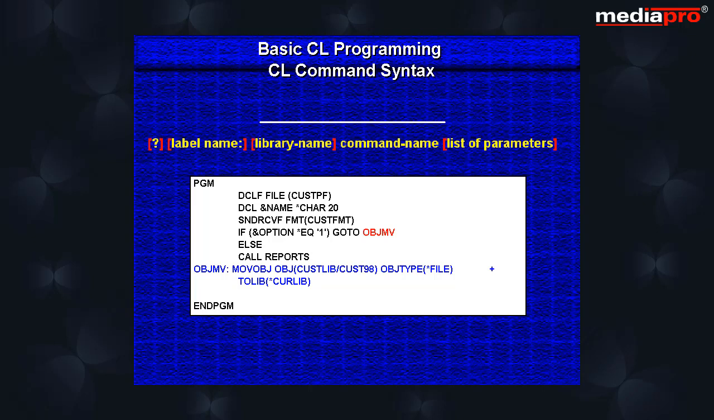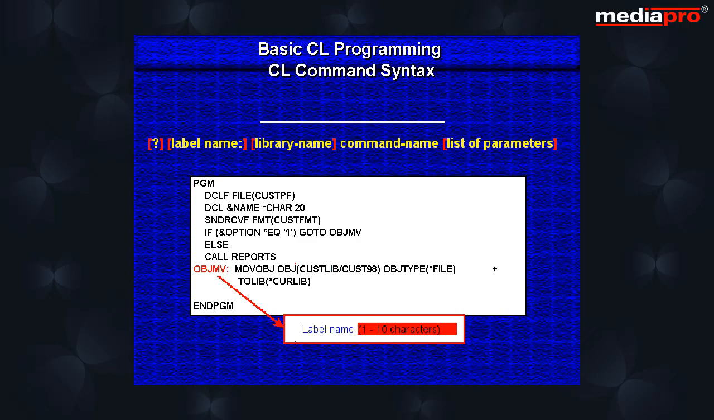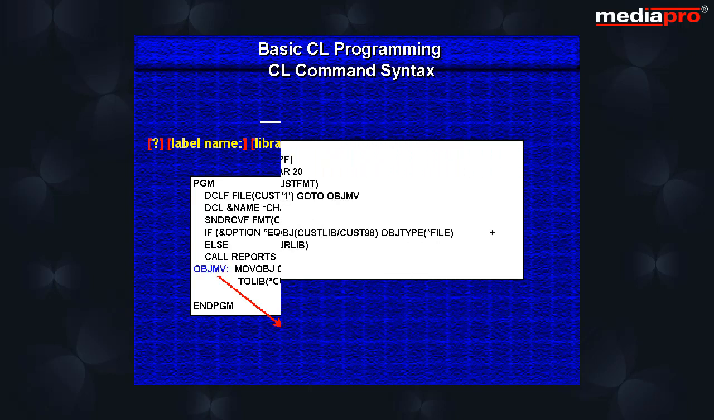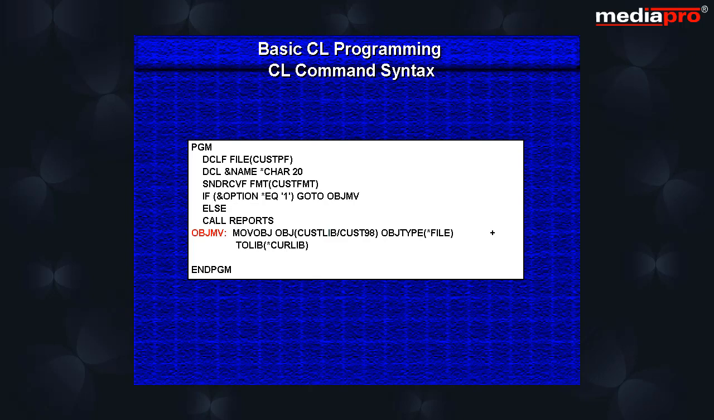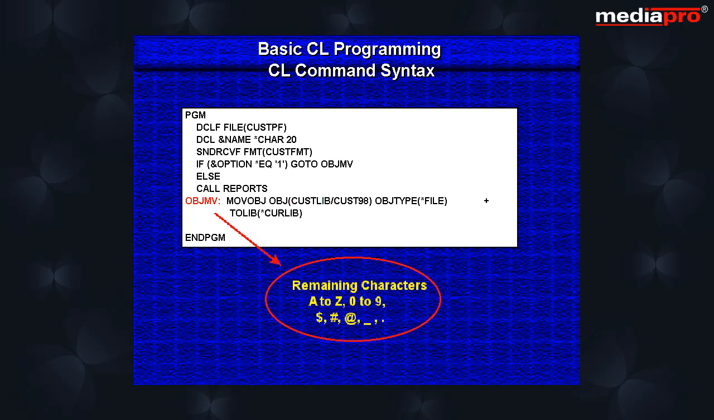Let us look at the parameters. We have a label name objmv. The length of a label name can be from 1 to 10 characters, and a colon must immediately follow a label name. A label name is a character string that has to start with one of the letters of the alphabet or the dollar, hash, or @ symbols. The remaining characters can be any of A to Z, 0 to 9, dollar, hash, @, underscore, or a period.